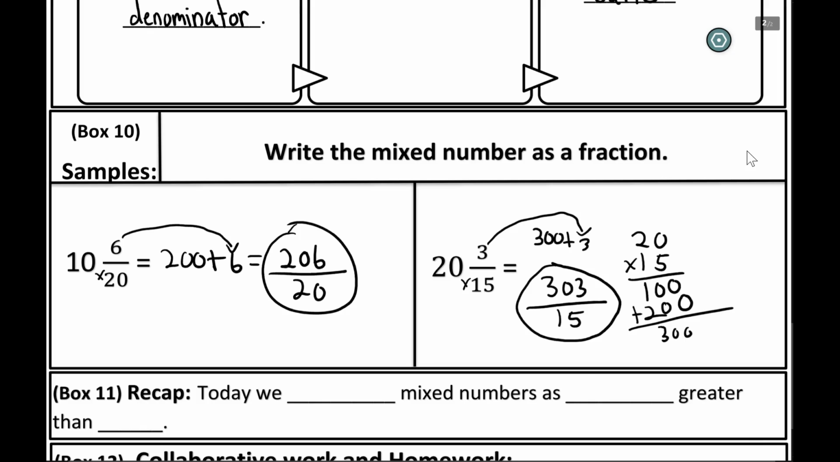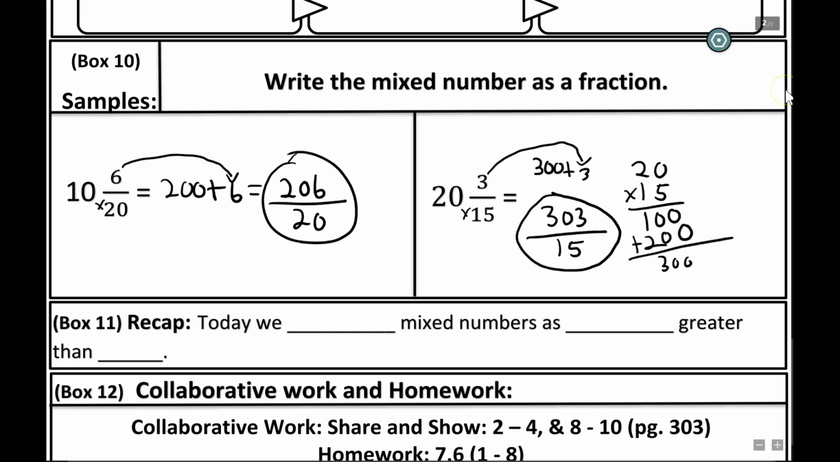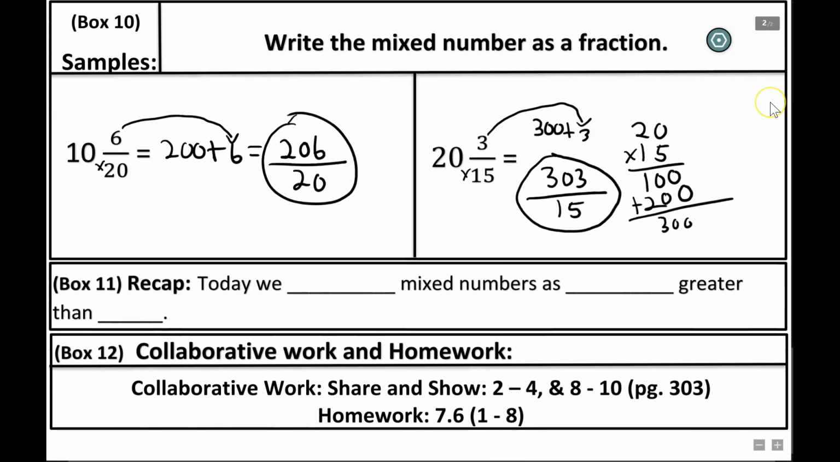Or I would say it as 303/15ths. Okay? Alrighty, and if you were able to get both of those, great job. Awesome. And if you didn't, please make sure that you let me know. But I figure if any of you missed them, you probably missed the second one and you made a mistake when you were multiplying. Okay? Going into box 11, our recap. Today we renamed mixed numbers as fractions greater than 1.